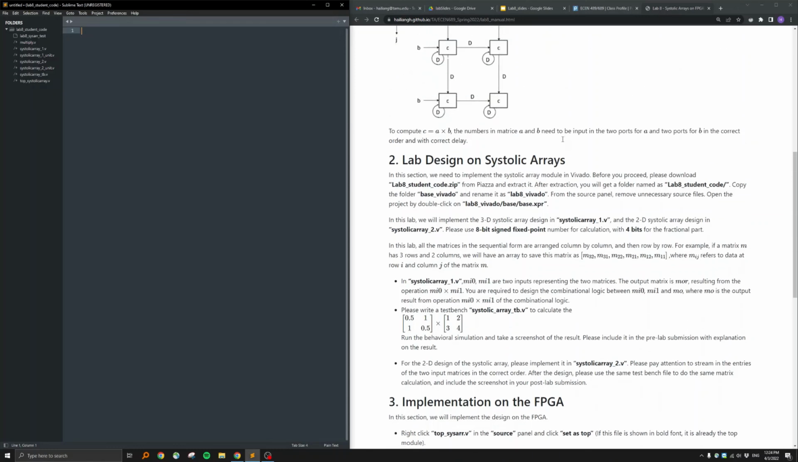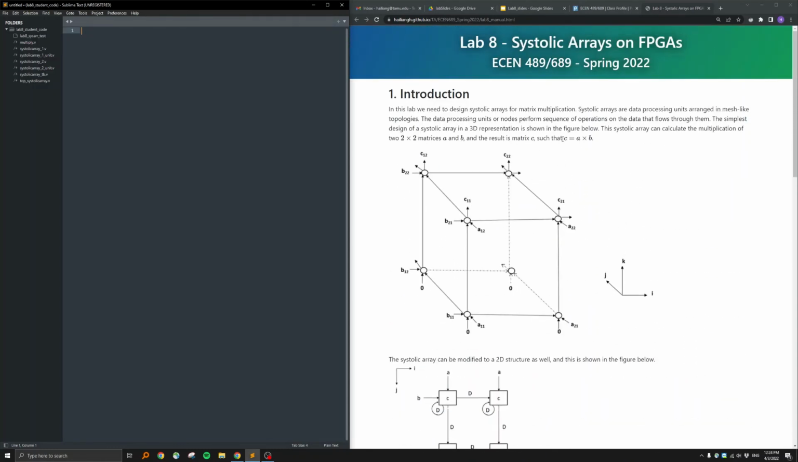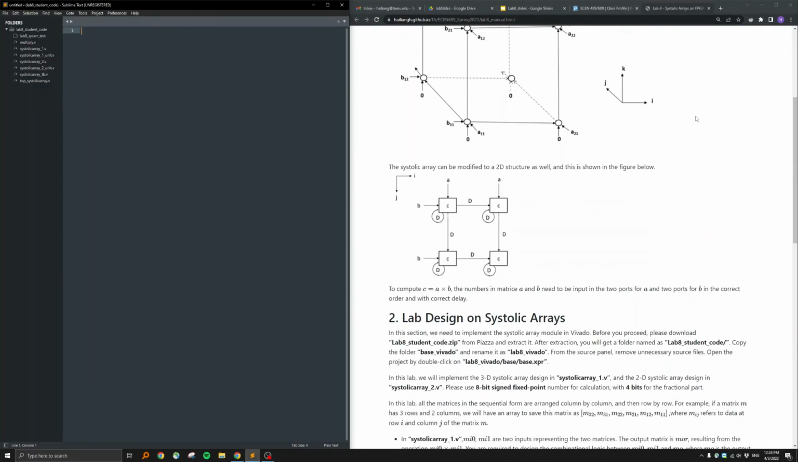I guess this is a relatively easier design compared to the previous ones. So I hope you can all finish them in your lab session, and good luck. Okay, thank you.